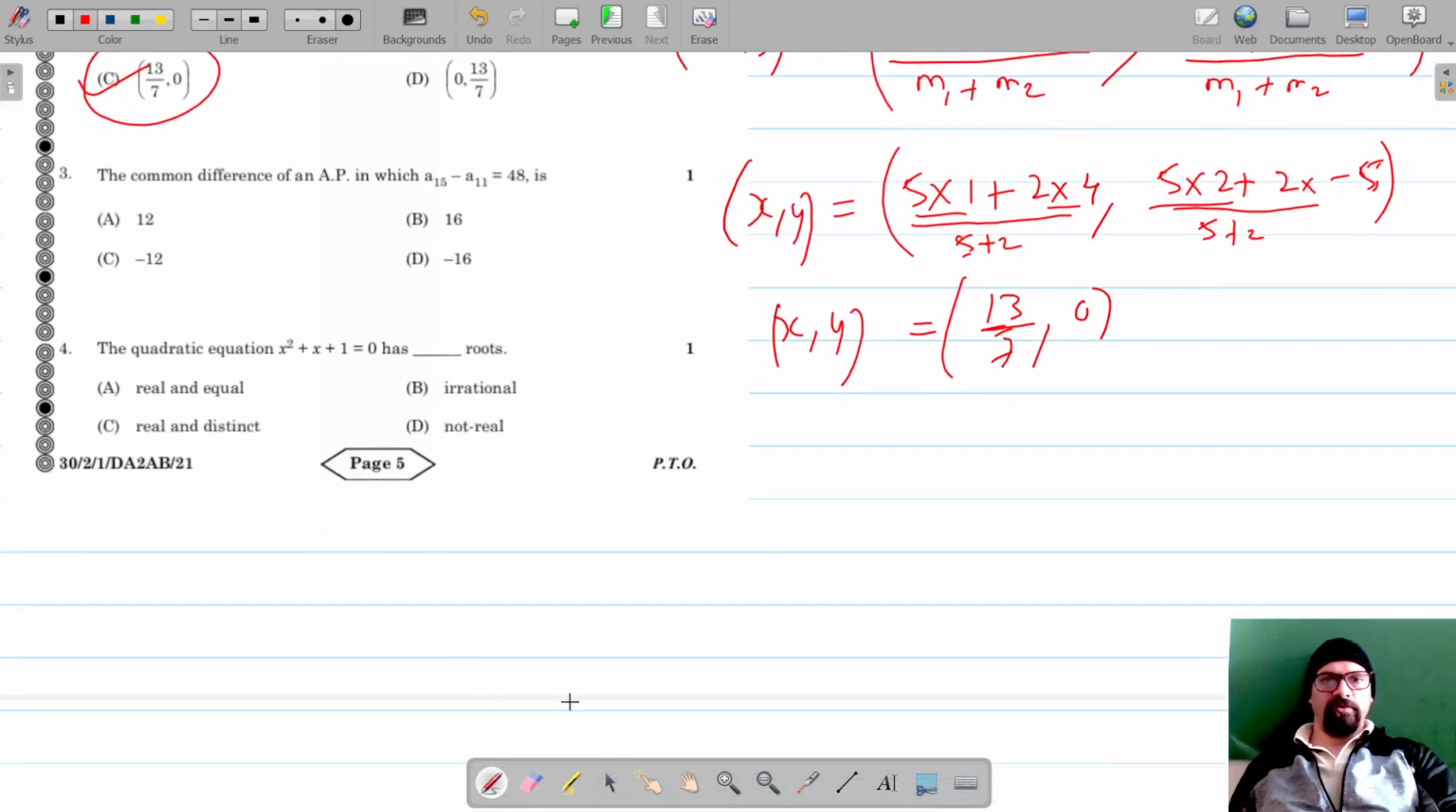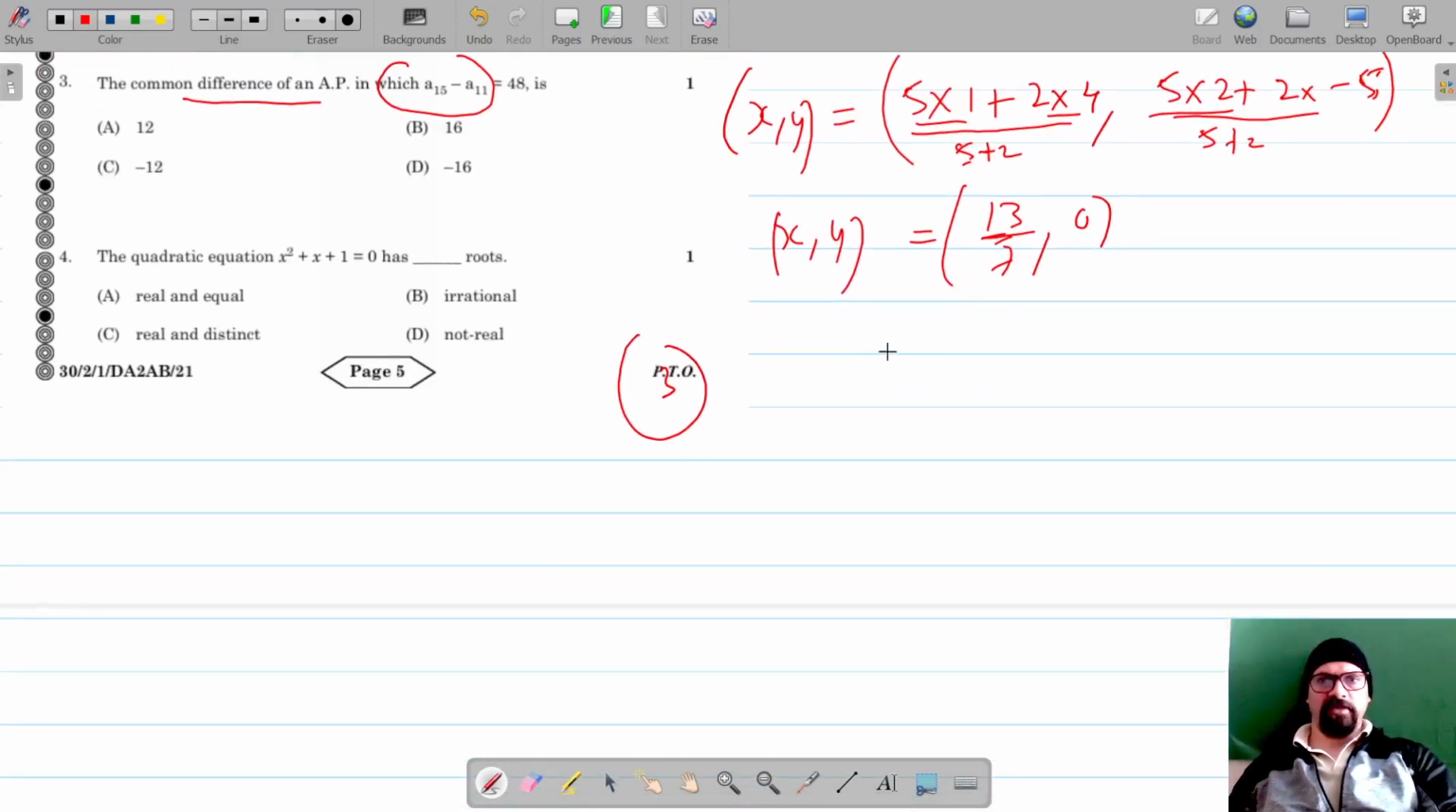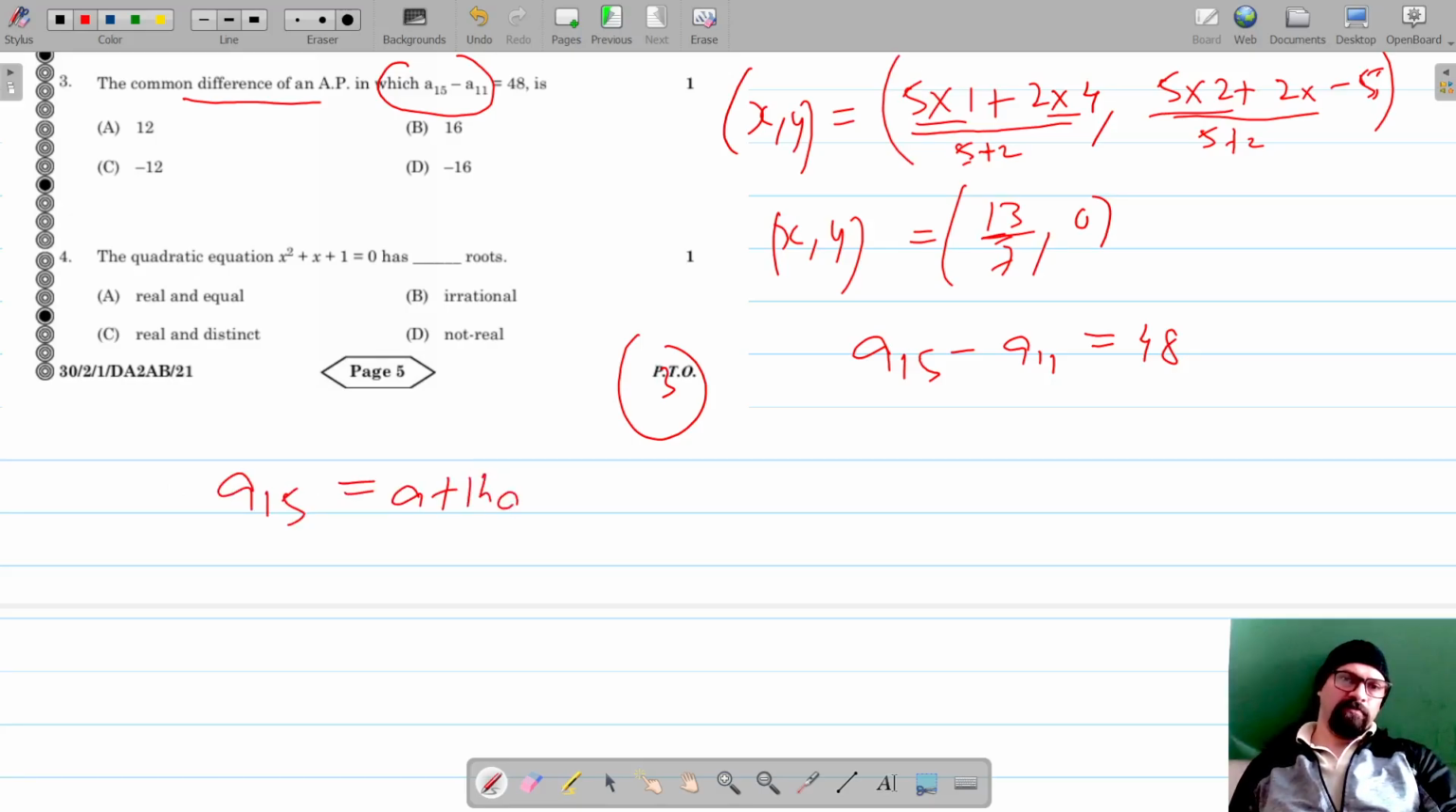Okay, now let's move on to question number 3. For question number 3, we have to find the common difference of the AP in which the difference of the 15th and the 11th term, so 15th and the 11th term, is 48. And if you use the formula of the nth term, an is equal to a plus n minus 1 into d.